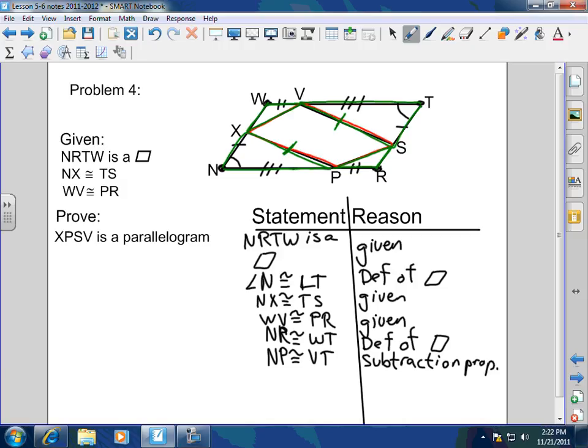Then from there, XV would be congruent to PS. And no, that wouldn't be given. That'd be CPCTC. Then you can say that XPSV is a parallelogram. If opposite sides are congruent, then the quadrilateral is a parallelogram.